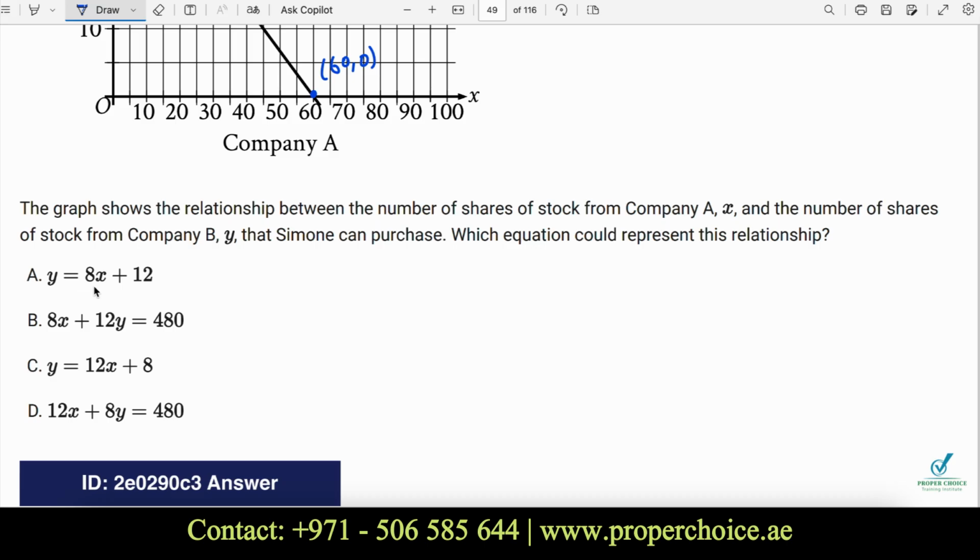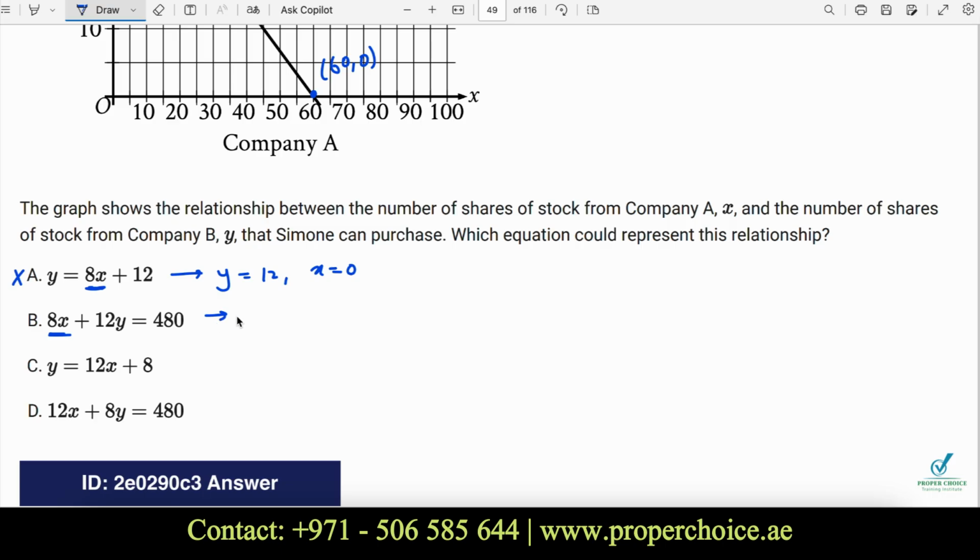So there is no chance. When you put x as 0, I am getting y equal to 8 times 0 plus 12. In that case, I am getting y equal to 12 when x equal to 0, but I need y as 40, which is wrong. Now when you put x as 0 and check it up, what happens here?